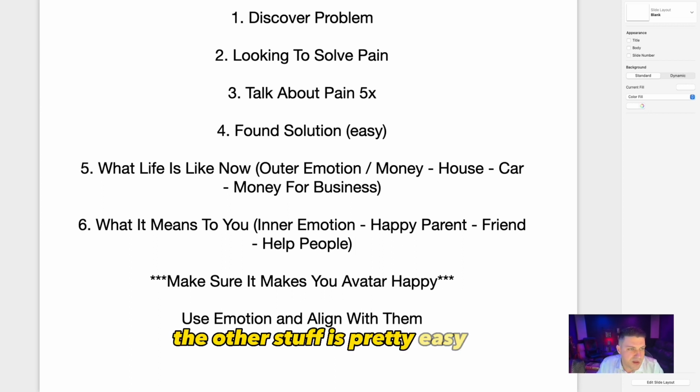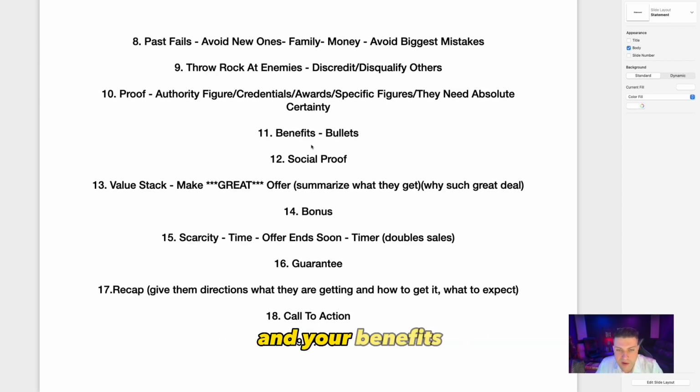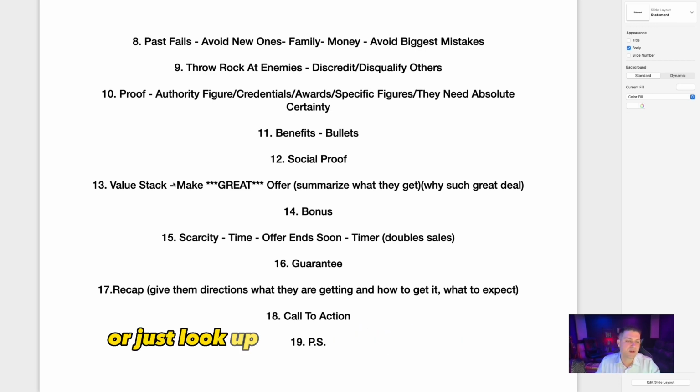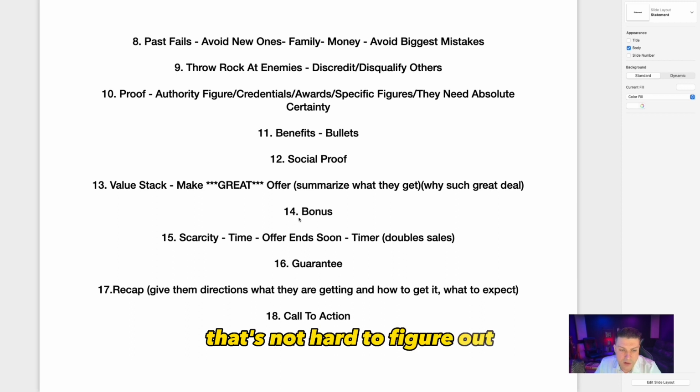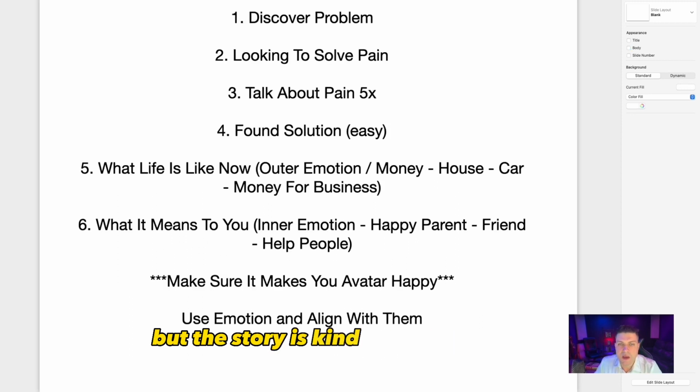The other stuff is pretty easy to hit, like your bullets and your benefits and your social proof and a value stack. You can go online and search it, see other people maybe in your industry doing something like that, or just look up value stacks in general. Bonuses, that's not hard to figure out. Scarcity, that's simple. But the story is something that you probably need to really hone and really reach out to their problems.